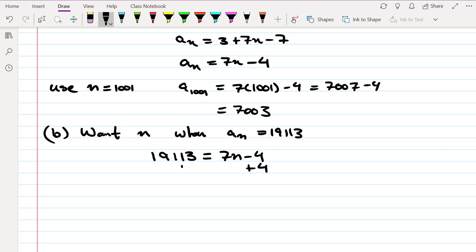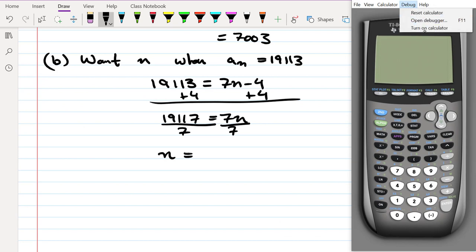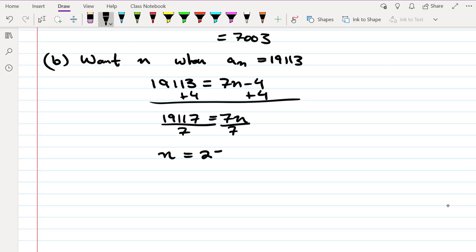So we add 4, and that gives us 19,117 is equal to 7n. Then we divide by 7, and we get n is equal to 19,117 divided by 7, which gives us 2,731.